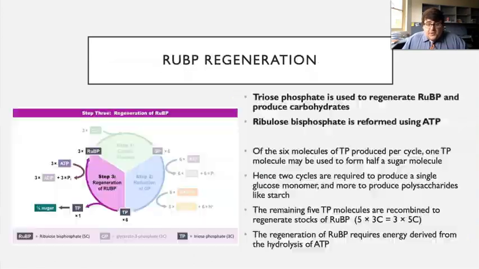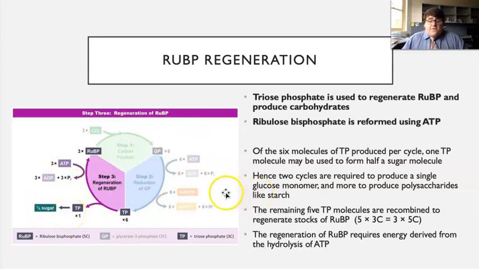We then move on to step 3, which is our RuBP regeneration. Of our 6 molecules of TP produced per cycle, one of those TP molecules may be used to form a half sugar molecule. We can see over here that breaking off one of those creates a half sugar molecule. That means we need 2 cycles to produce a single glucose monomer, and even more to produce polysaccharides like starch. So we need to go through the entire light-independent reactions twice to create 1 single glucose monomer.